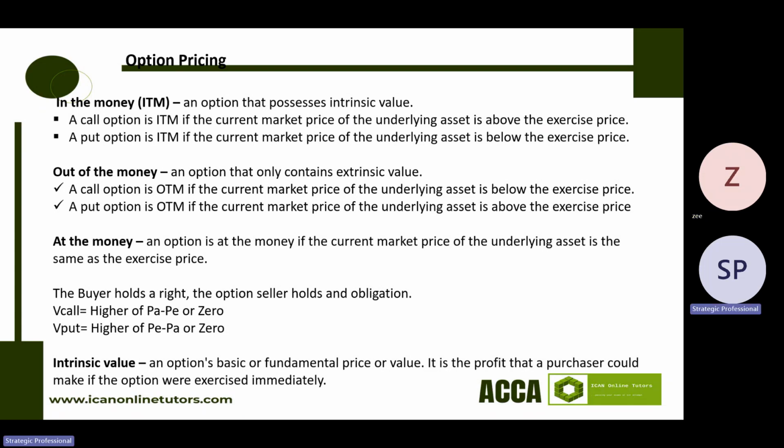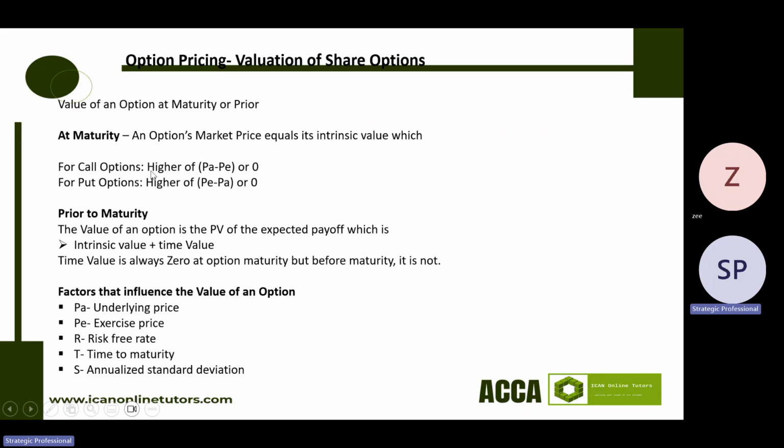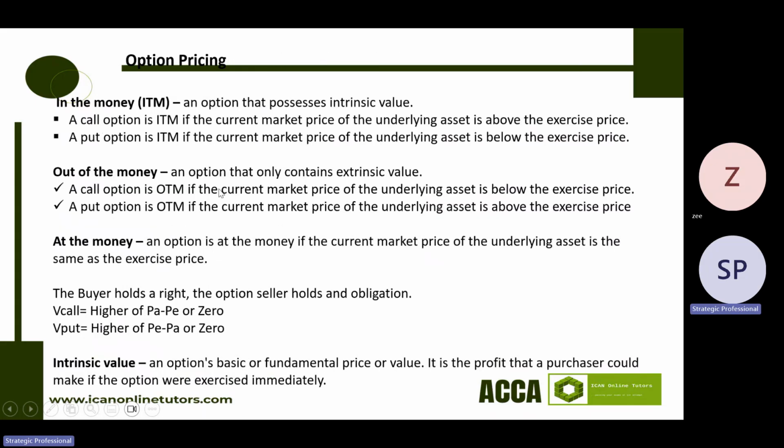All right, let's move on. We have the value of an option at maturity. At maturity, an option's market price equals its intrinsic value. For call options, it is the higher of the price of the underlying asset minus the exercise price, or zero. For put options, the higher of PA. I think it's just repeating what we said earlier.